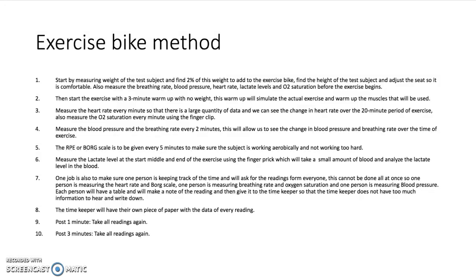Next, measure the heart rate every minute so there is a large quantity of data and we can see the change in heart rate over the 20-minute period. Also, measure the O2 saturation every minute using the pulse oximeter. This will allow us to see the change in oxygen. Measure the blood pressure and the breathing rate every 2 minutes. This will allow us to see the change in blood pressure and breathing rate over the time of the exercise.